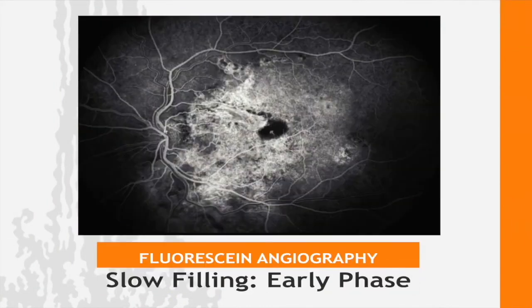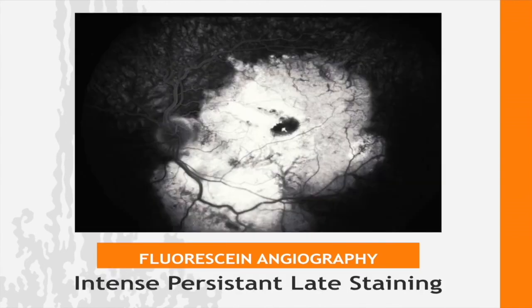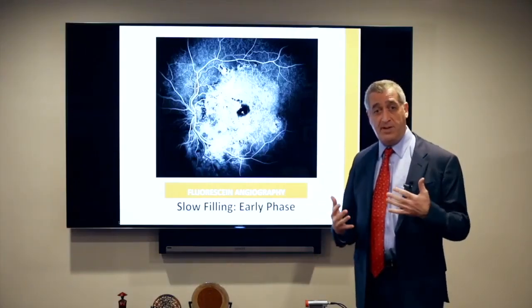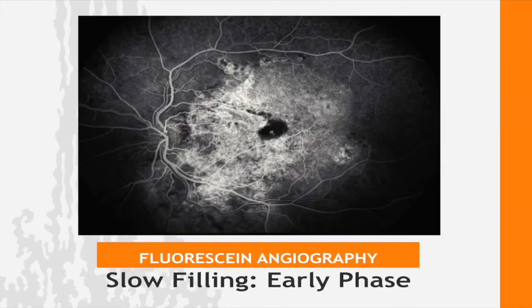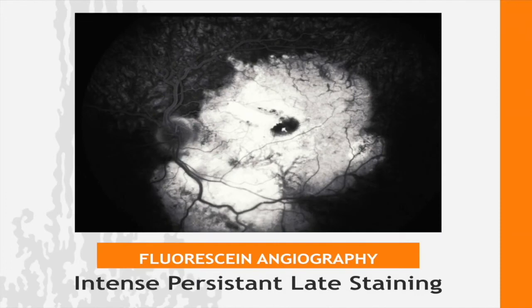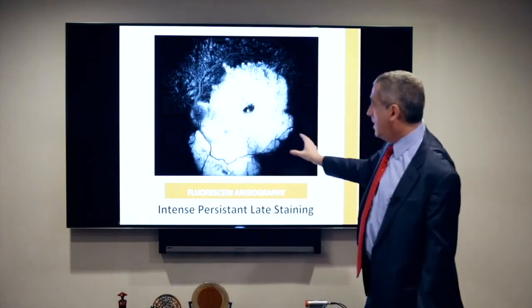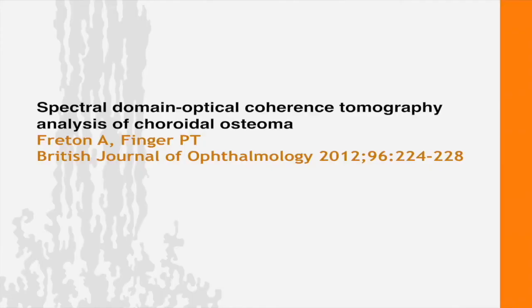Here's our angiogram. The angiogram is filling. It has slow early filling because it's bone and it's hard for the fluorescein to get in, and intense late staining. So on fluorescein angiography, because it's bone, it's very hard for the fluorescein to get into the tumor, so it's late to stain. But then, over long periods of time, there is intense late staining. You see everything else is washed out. The fluorescein is washed out of all the blood vessels in the choroid, and the tumor is still bright.